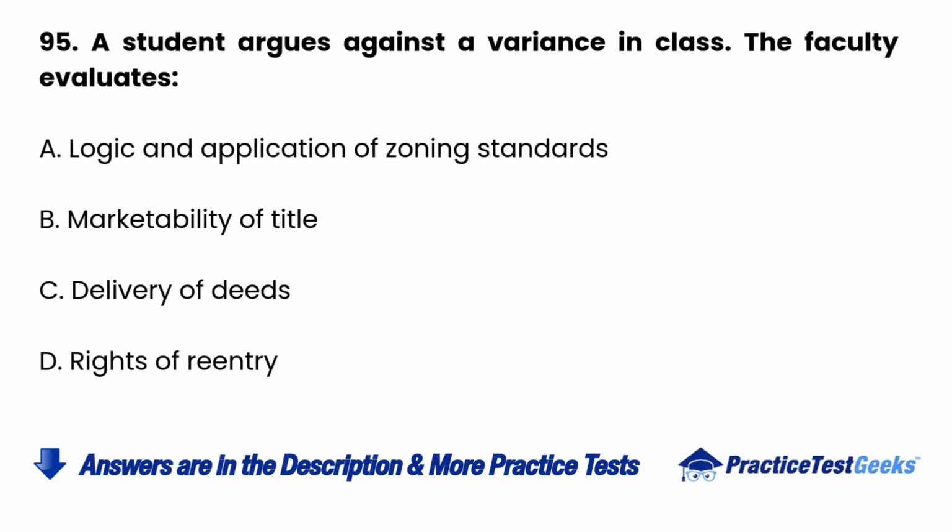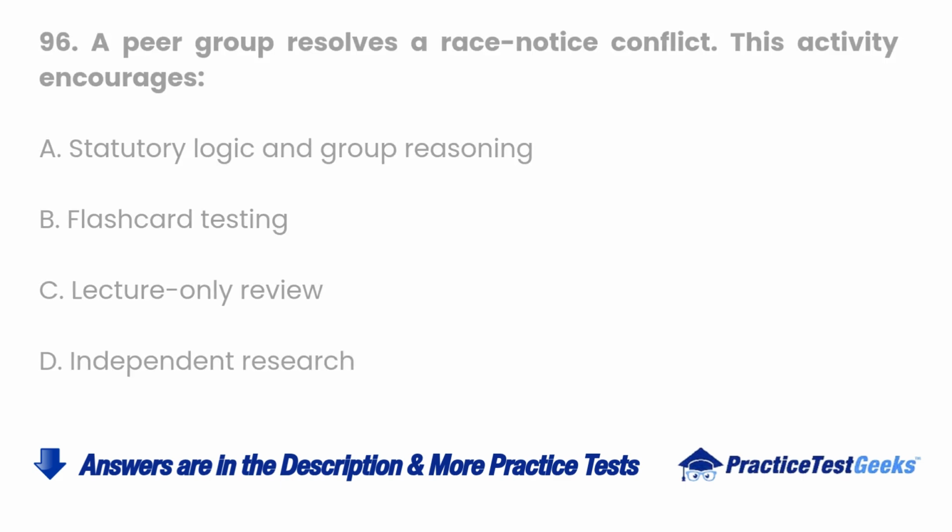95. A student argues against a variance in class. The faculty evaluates A. Logic and application of zoning standards. B. Marketability of title. C. Delivery of deeds. D. Rights of re-entry.